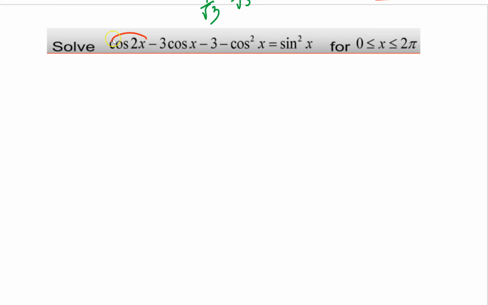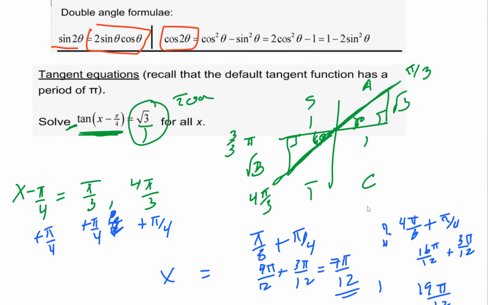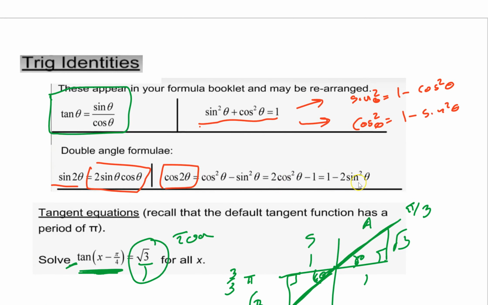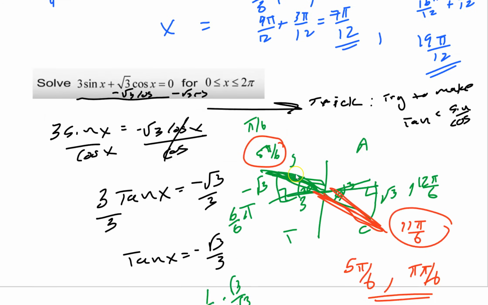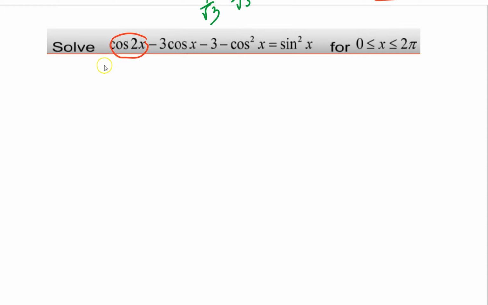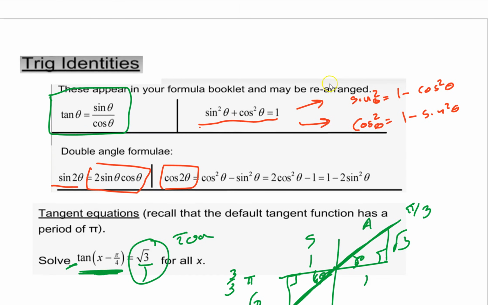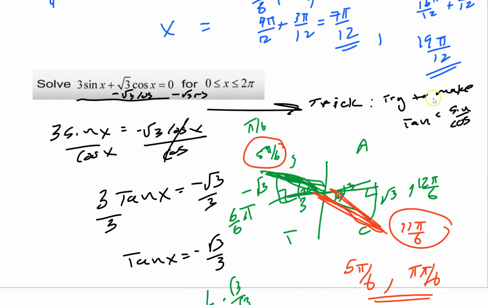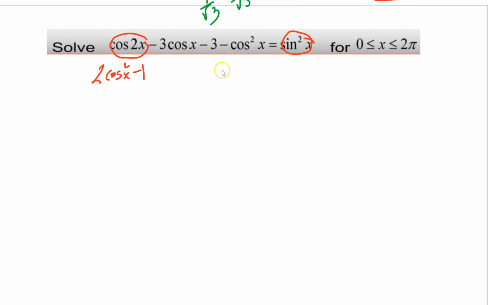So this cosine 2x, look at your formula for it. It equals any one of these three. I'm going to use this one because it only has cosine. So 2 cosine squared minus 1. That one's fine. Cosine squared is in cosine, so I'm going to let it go. Sine squared. Remember what we said sine squared equals? It's one of those things we added in. Sine squared equals 1 minus cosine squared. So this is 1 minus cosine squared. So let's bring everything else down.